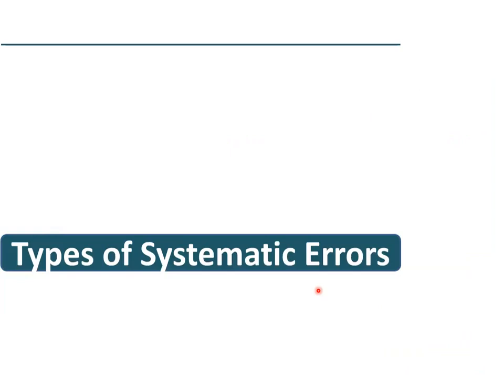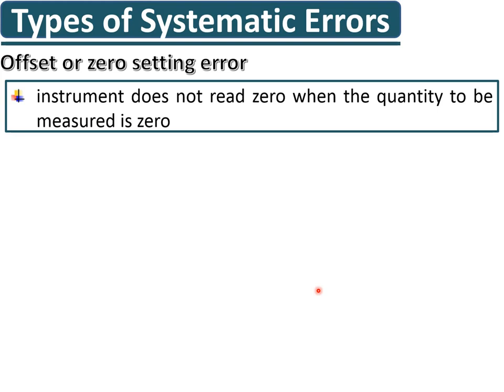Systematic errors in chemistry also appear in two different types. One of them is called the offset or zero setting, and this happens if the zero value, which is supposed to appear without any measurement, is not adjusted properly. When you use the balance, for example, you have to set the balance to zero at the beginning. If you forgot to do that, all the measurements after that will have this offset error. So if the instrument does not read zero when the quantity to be measured is zero, this is one class of systematic error.